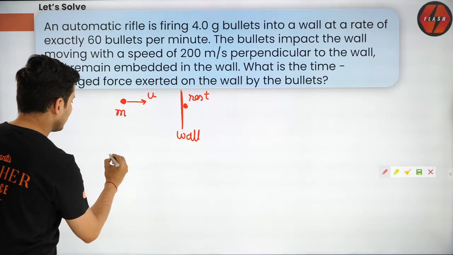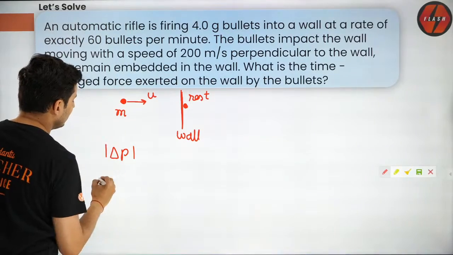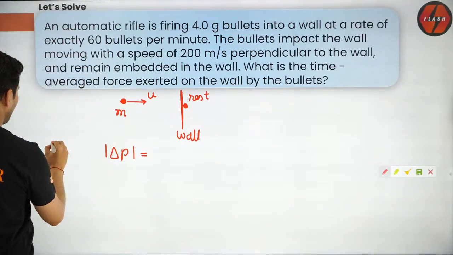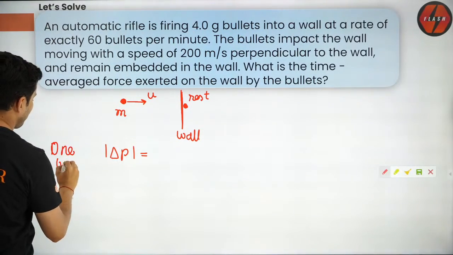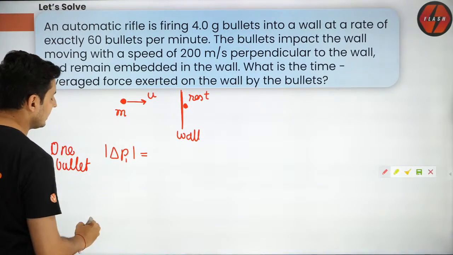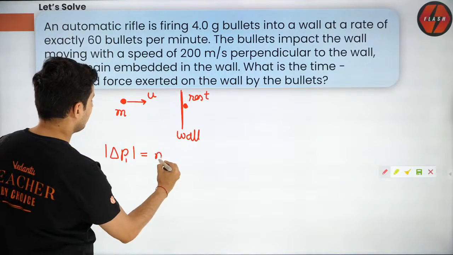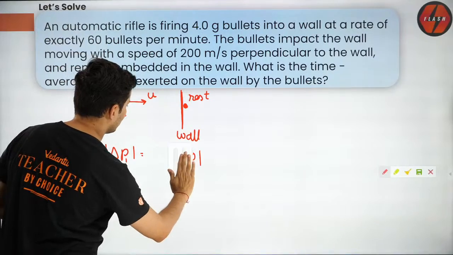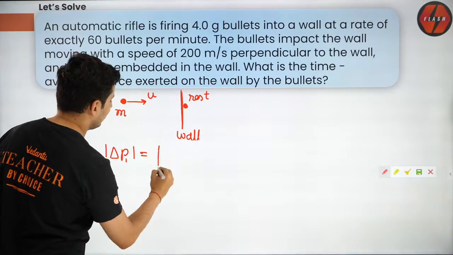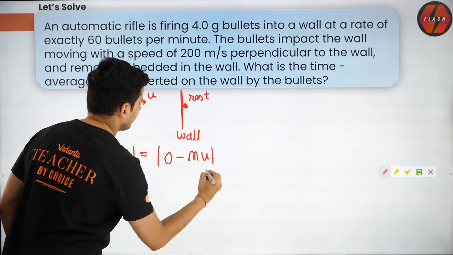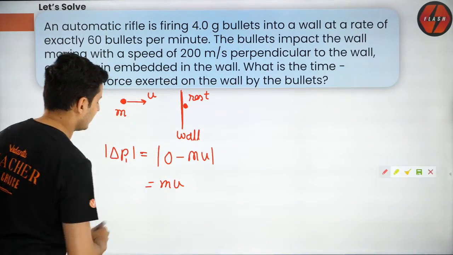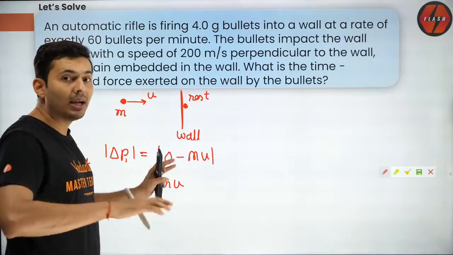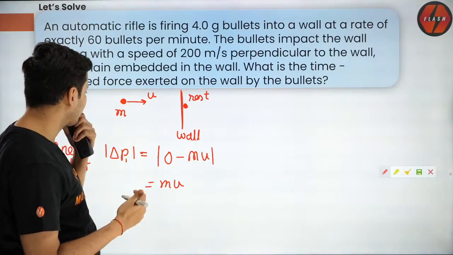So let's think, what is the magnitude of the change in the momentum of one bullet? For one bullet, delta P1 will be equal to mu minus 0. Or actually I should put modulus, so it's final minus initial, so it is just mu, strictly speaking. Now understand, it's not just one bullet, many bullets are coming, so we'll keep that in mind.